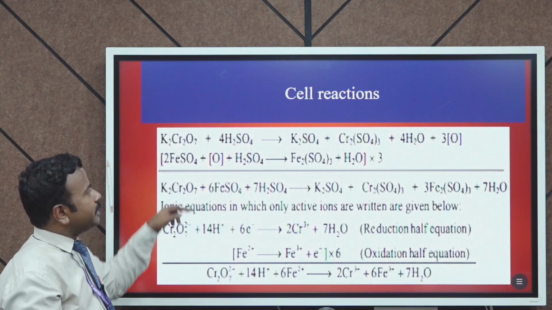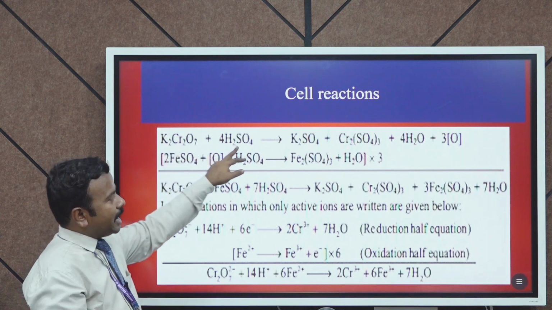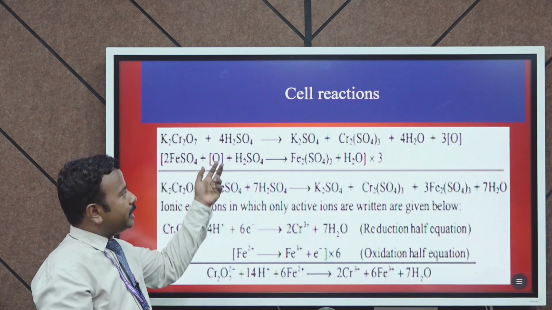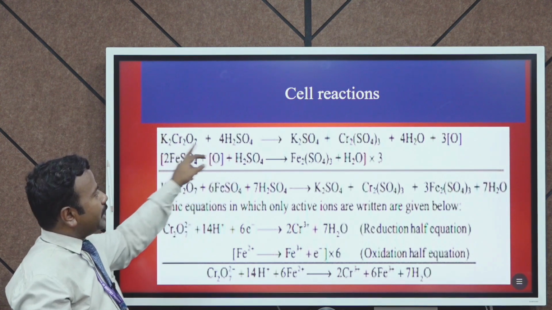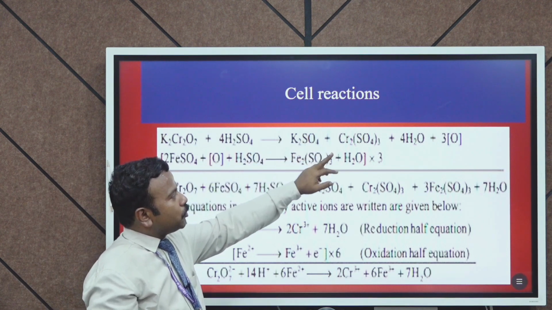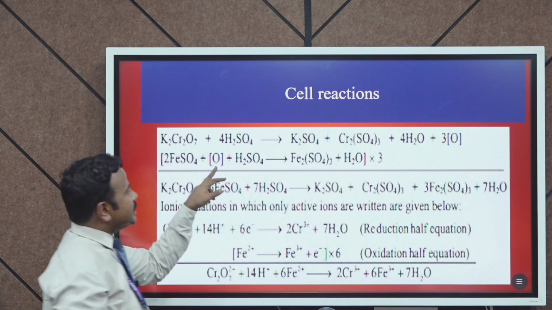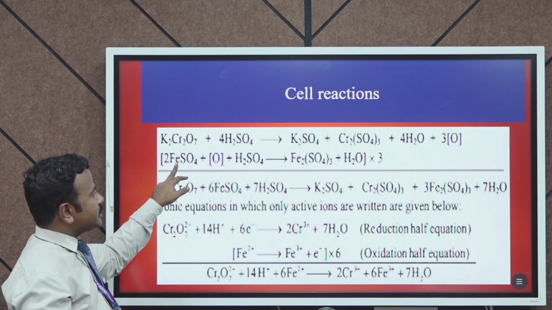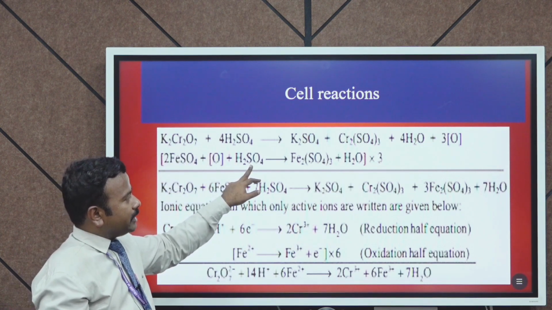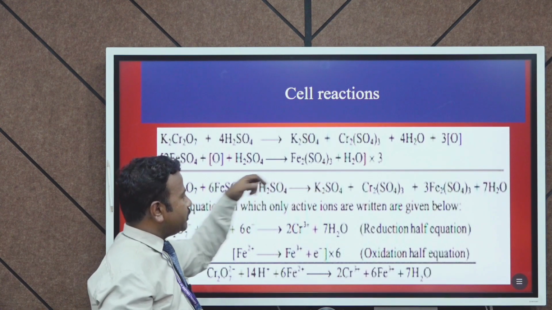Here are the cell reactions: potassium dichromate reacts with sulfuric acid. We take the potassium dichromate in an acidified medium, and it forms K2SO4 plus chromium sulfate, and then 4H2O plus nascent oxygen. This nascent oxygen reacts with the ferrous sulfate, and in the presence of the catalyst it forms Fe2(SO4)3 along with H2O.